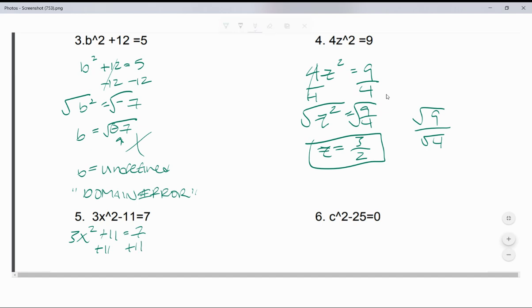Plus 11. 3x squared equals 18. Then we divide by 3 on both sides. So x squared equals 6. Let's square root both sides. So x equals square root of 6, right?